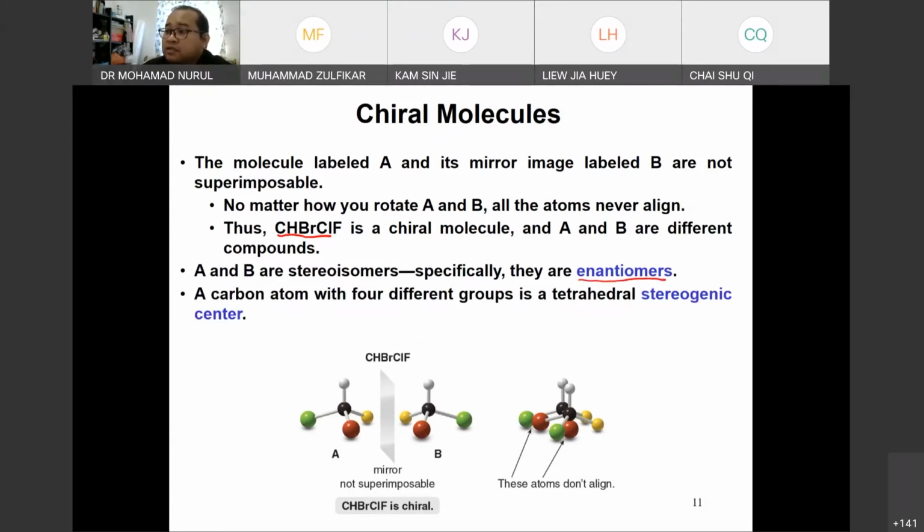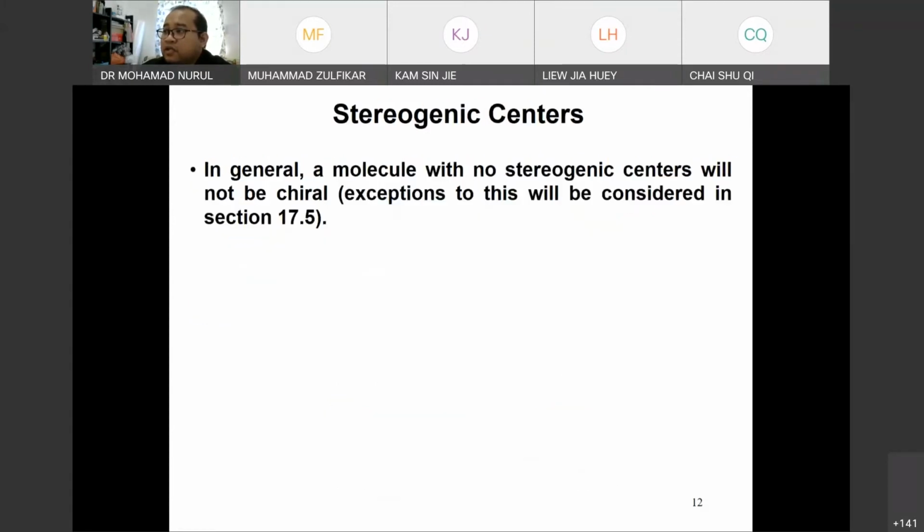So a carbon atom with 4 different groups is a tetrahedral stereogenic center. So it means this carbon is a stereogenic center. In general, a molecule with no stereogenic centers will be achiral, except for the case we consider in section 17.5. This one we're not discussing because it's chapter 17, subchapter 5. We don't discuss it. We will cover until chapter 5 only.